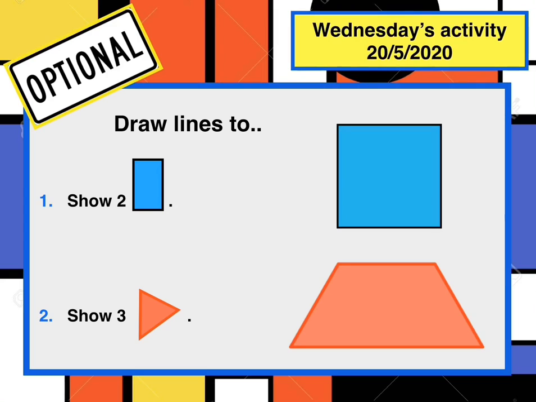And this is our challenge activity. This challenge activity is optional, grade 1. Here, you will need to decompose or take apart 2D shapes. The given shapes are a big square and a trapezoid. Number 1, you need to draw lines to show 2 rectangles. Number 2, you need to draw lines to show 3 triangles.